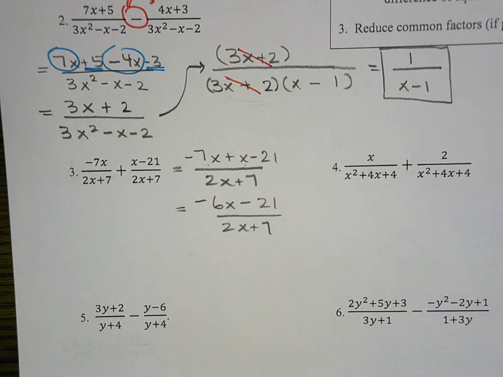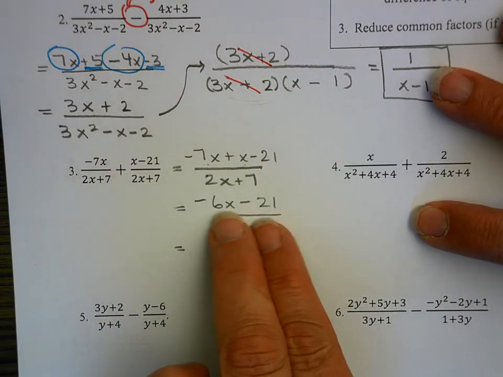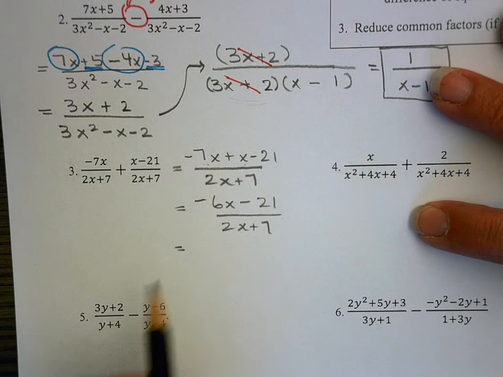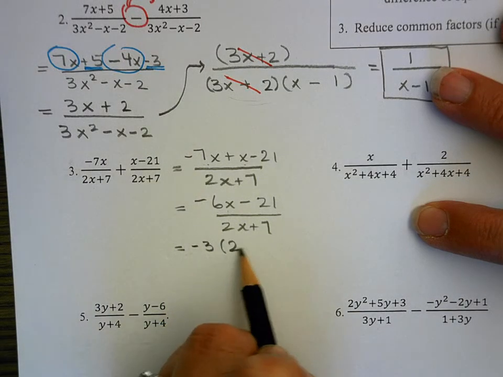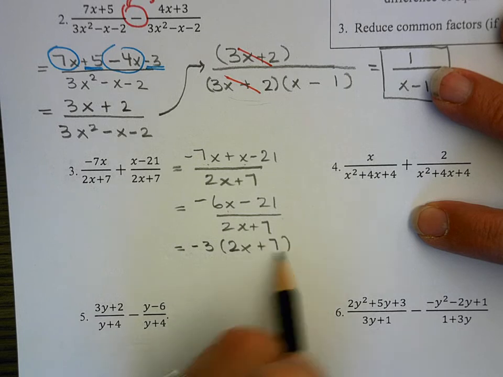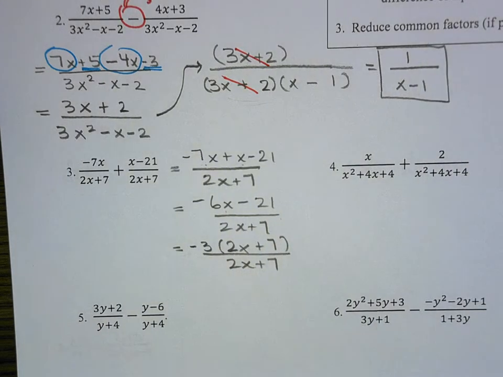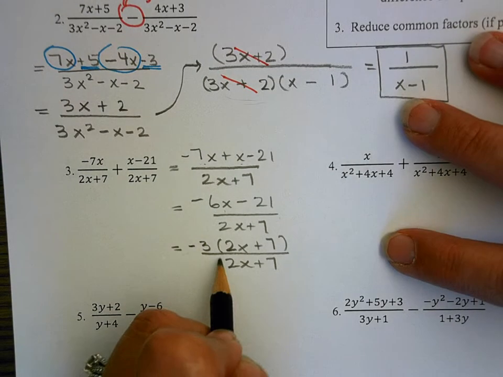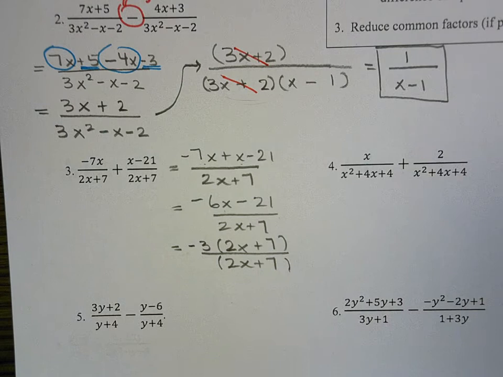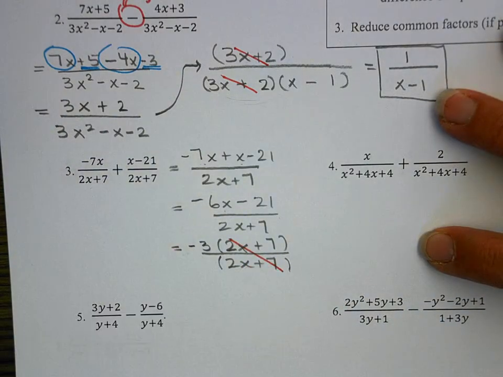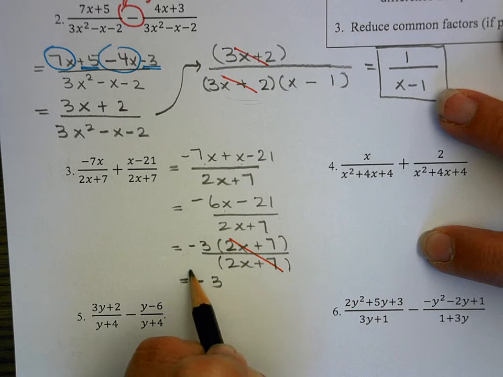And so now I want to try to reduce it, so I'm going to do a little factoring here. I can do GCF, so I can pull a negative 3 out of both of those. That would give me a positive 2x and a positive 7. And then 2x plus 7, nothing factors out of both of those. So I'm going to go ahead and group that. Then I can cancel and divide 2x plus 7 by itself, which would just be 1. So then my answer would just be negative 3.